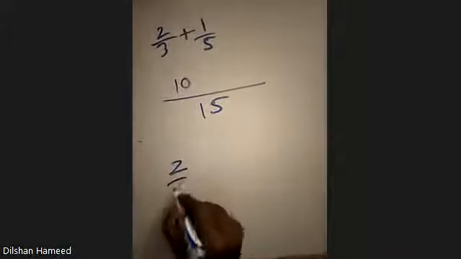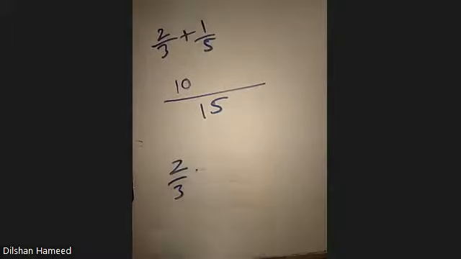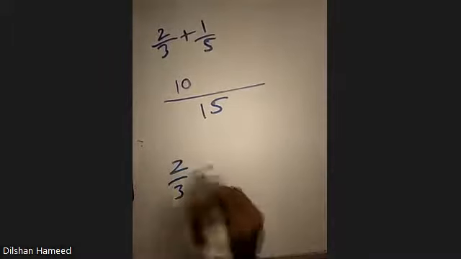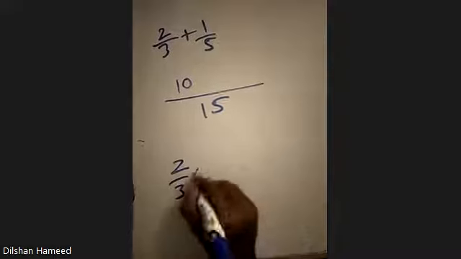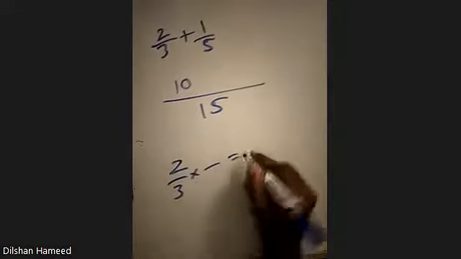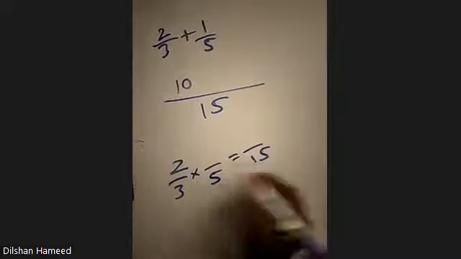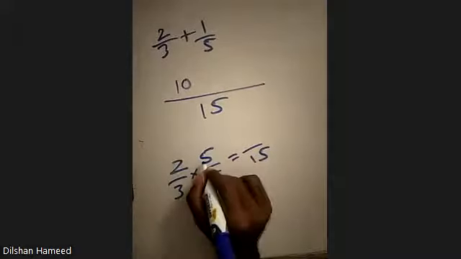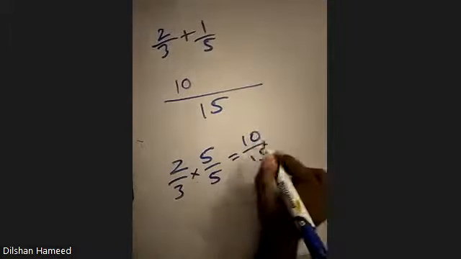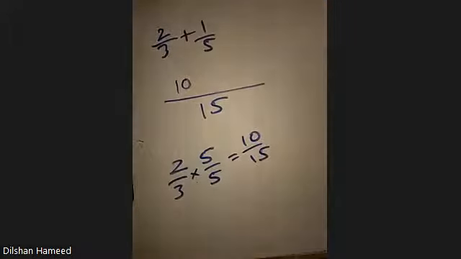So 2 out of 3 multiplied by how much will give you the denominator 15? So 5 threes are 15. So that same you do here. 5 twos are 10. So it is 10 upon 15.